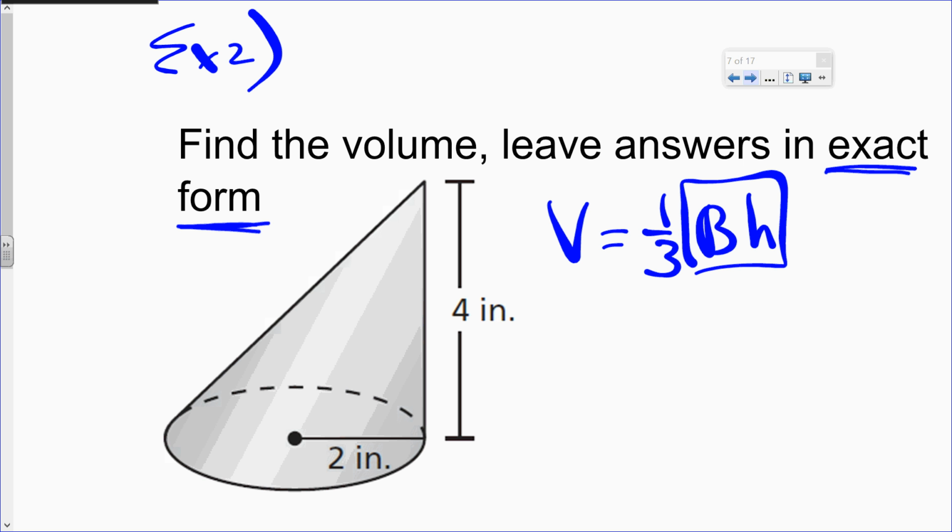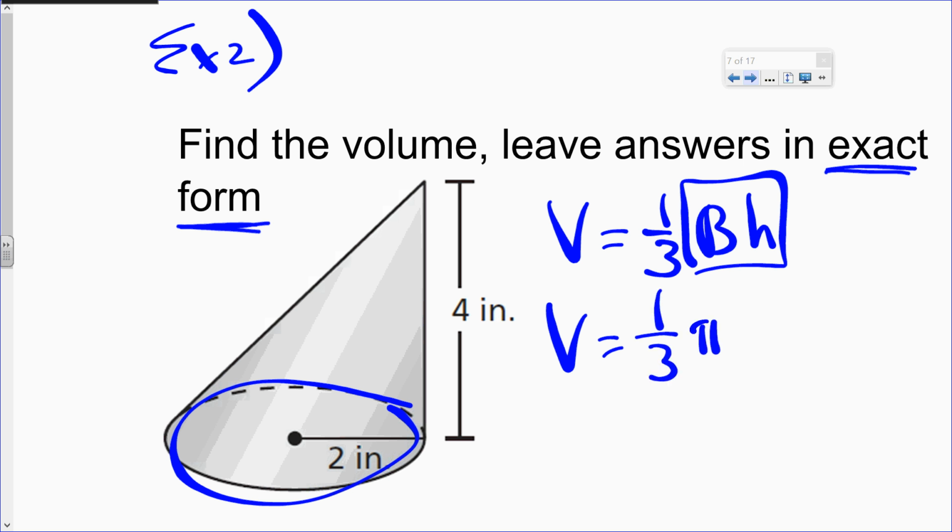Let's do it. What does capital B mean, though? Close. It's involved, but what does it mean? Area of the base. And look at the base, it's a circle, so that means I need the area of a circle. So I'm replacing B, watch this, with the area of a circle. Look at pi r squared. Times the height.